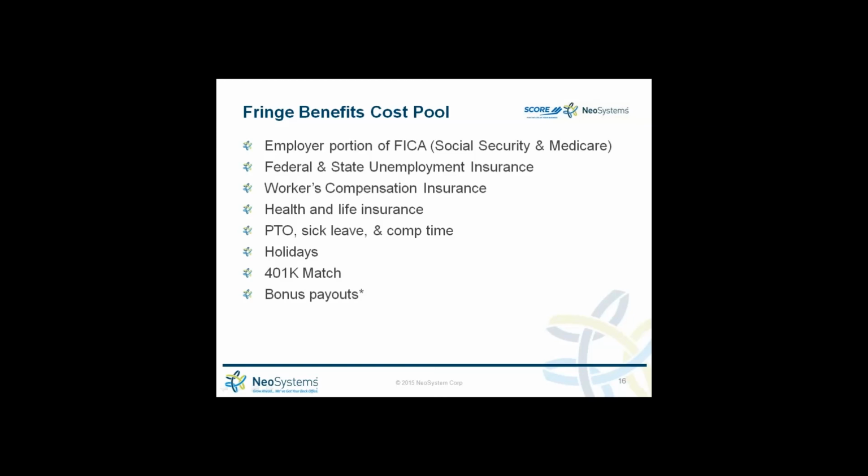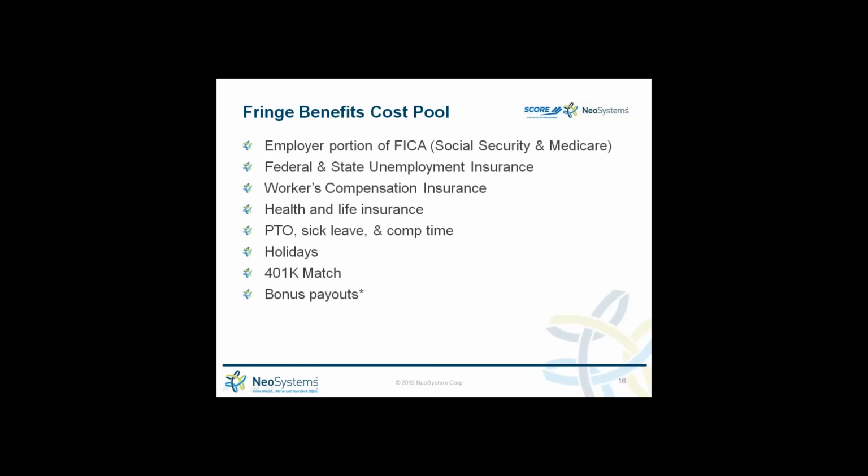Other examples of your cost pool, again, are the employer portion of the FICA, which includes Social Security and Medicare, all of your federal and state unemployment insurance, your workers' comp insurance, holiday, 401k matching, and your bonus payouts. Now, the bonus payouts have an asterisk by it because, depending on your company, and the key with the government is all about consistency, okay? So if you decide to keep bonus payouts in Fringe, leave it in Fringe.